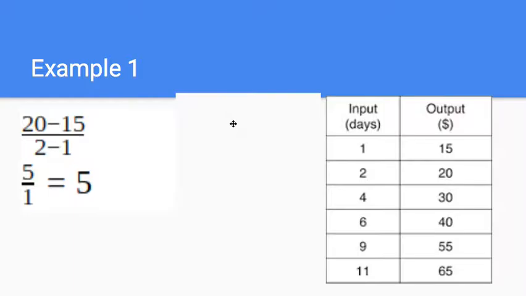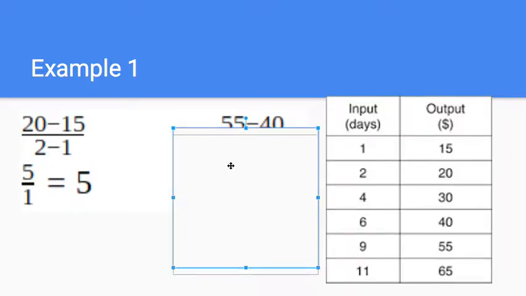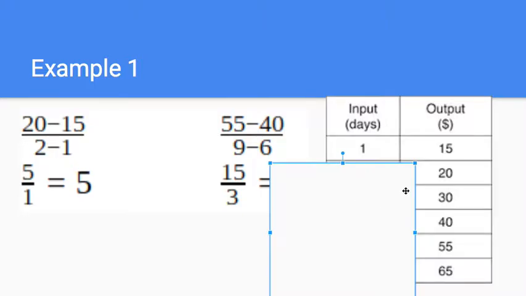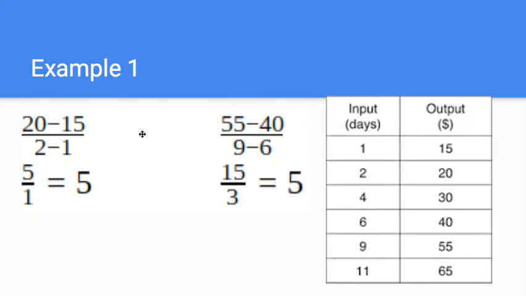Now I'm going to show you it doesn't matter which 2 points you chose. So here's another two, 55 and 40. And they don't have to be even consecutive. These were two that are next to each other in the table, but you can see 9 minus 6, they're not really numbers that are next to each other in real life. So 55 minus 40 is 15. 9 minus 6 is 3. 15 divided by 3 is 5. So you can see it doesn't matter which numbers we pick.